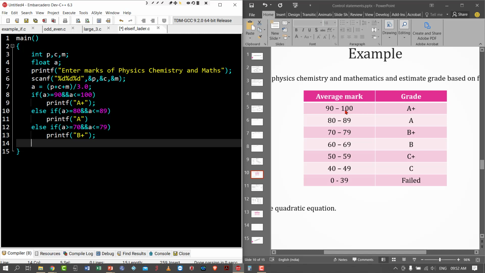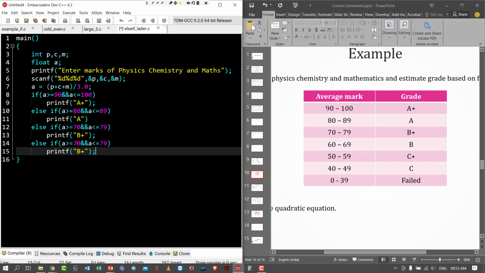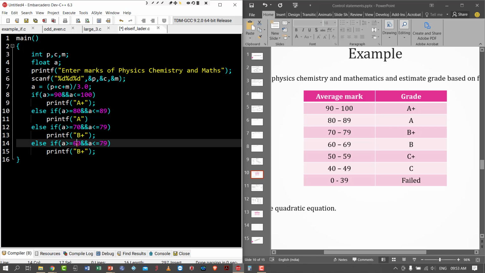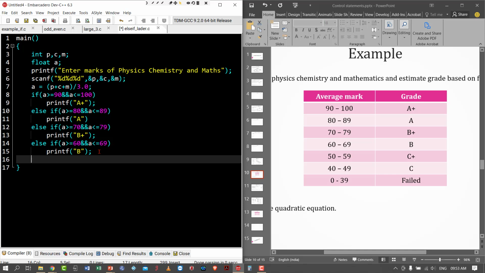Okay, you can mute the mic. Yes, sir. What will be the next statement? Else if a greater than or equal to 60, logical and a less than or equal to 69. Okay, then printf b. So similarly, I will write the other two statements also.